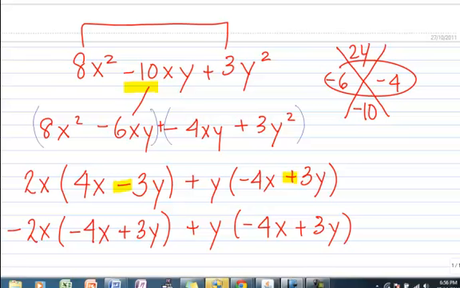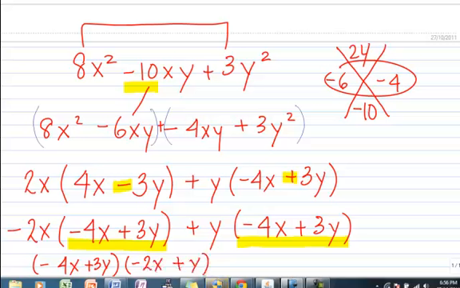So we can do exactly the same thing. We would change it to a happy face, but due to lack of space at the bottom here, I don't have much room. So I can factor out negative 4x plus 3y. When I factor out this whole entire thing, what do I get left inside? I get negative 2x plus y. And so my answer to this question is minus 4x plus 3y times minus 2x plus y.